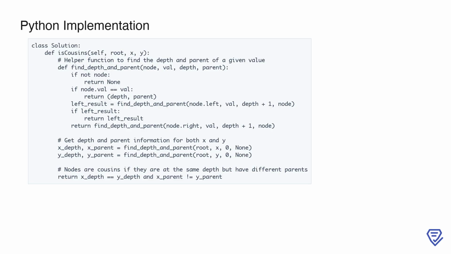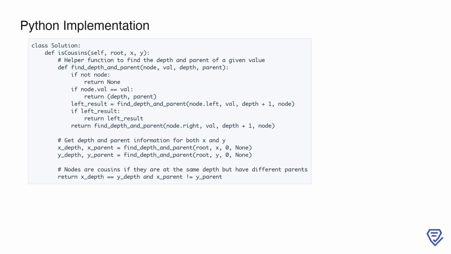Line by line explanation. 1. The method isCousins is defined. It takes the root of the binary tree and the target nodes x and y as inputs. 2. A helper function, find_depth_n_parent, is defined within isCousins. This function is responsible for finding the depth and parent of a node with the given value, val.